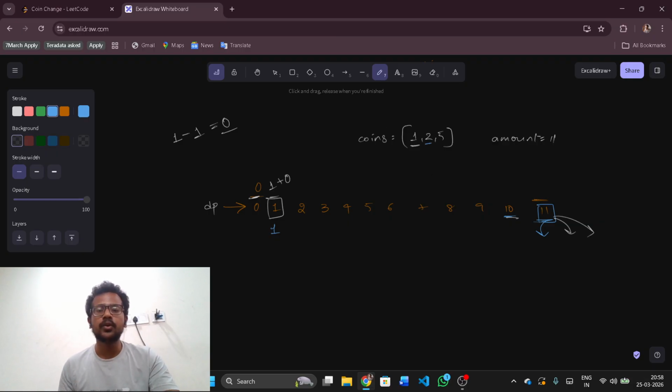Now let me go to 2. What if I took 2 as the coin? But it is not possible. Why? Because the amount I want to make is 1, and you don't take extra coins to get the amount. If I take 2, it's just giving extra. So I don't take 2 to make 1. 1 is lesser than 2, so I don't take it. The same thing with 5.